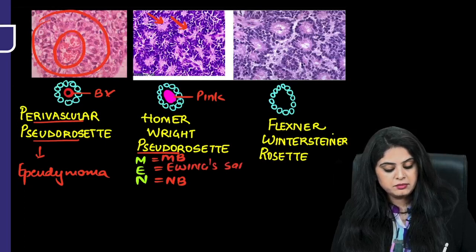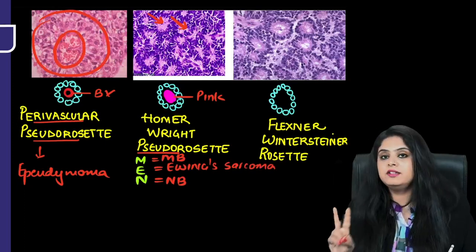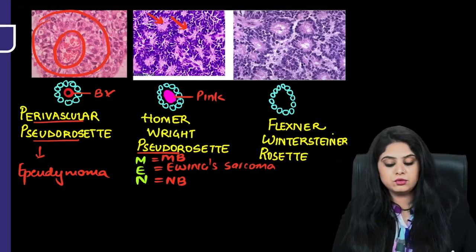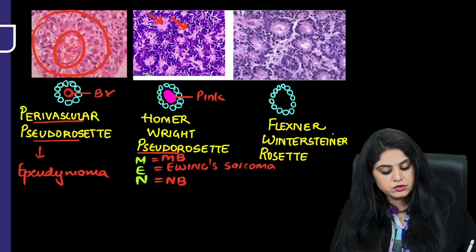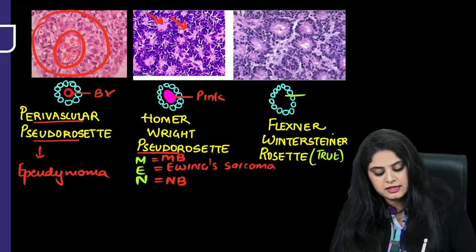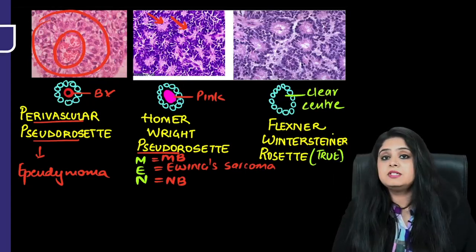So remember these please, that is medulloblastoma, Ewing sarcoma, neuroblastoma. Homer Wright, pseudo rosette. Finally, coming to a true rosette. What is the definition of a true rosette? Something which has a clear center. The center is totally clear, totally empty.